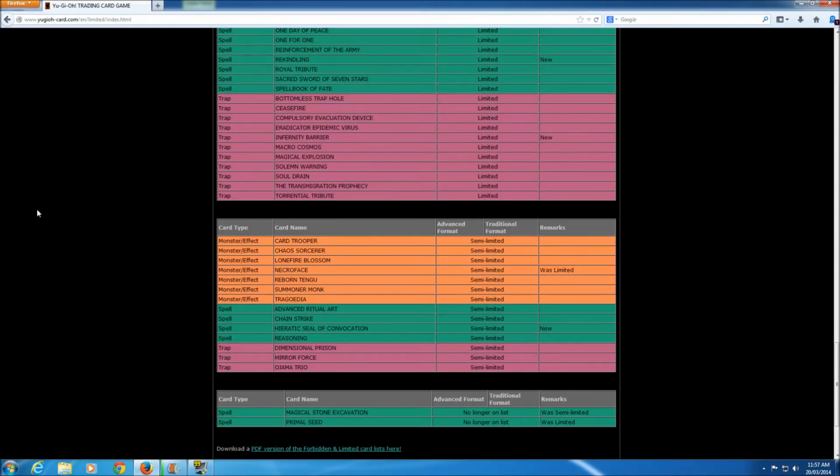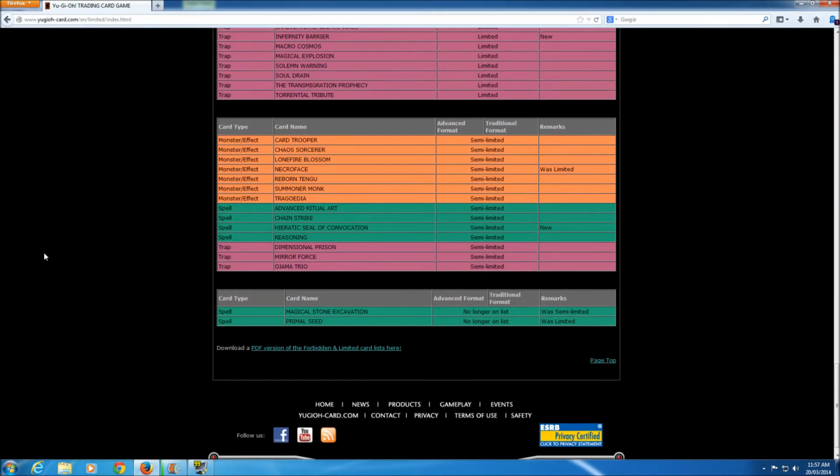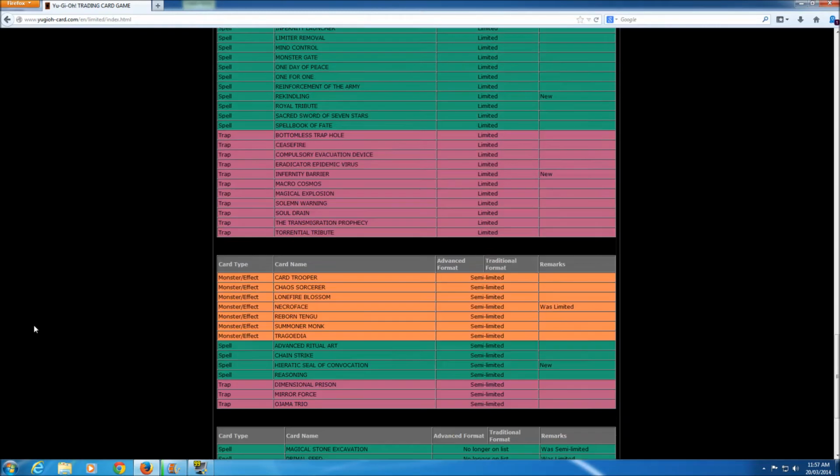Now, the semi-limited cards. This one, Necroface. And Heretic Seal of Convocation. Try and slow Heretics down a little bit. And now, unlimited is Magical Stone Excavation and Primal Seed.